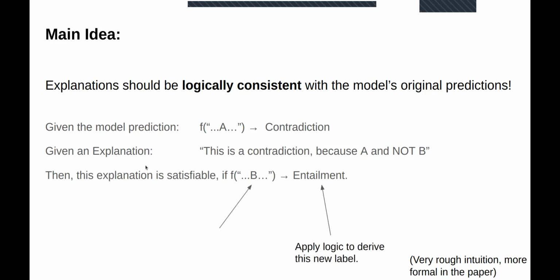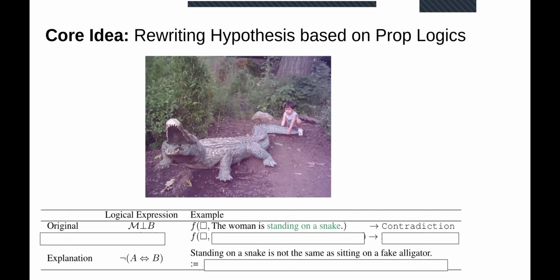Okay, so the methodology consists of first applying logic to derive what the new label should be, and second, generating the new hypothesis automatically. So the core idea was rewriting hypotheses based on propositional logic.